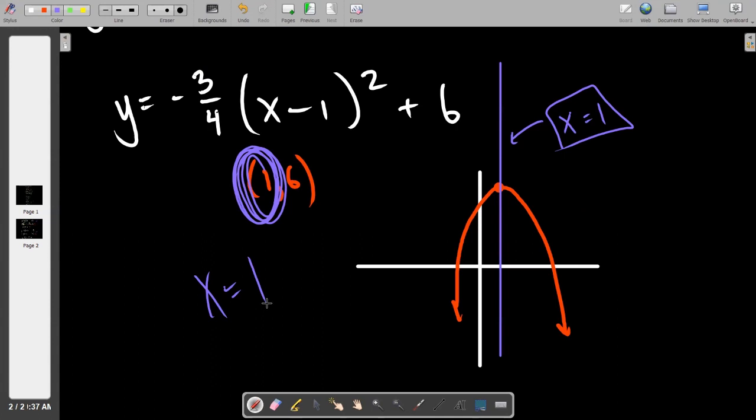So that's what the axis of symmetry is. If you say the axis of symmetry is 1, I'm going to kick you out of class. The axis of symmetry is a line whose name is x equals 1. We got it? Can I end the recording on that?